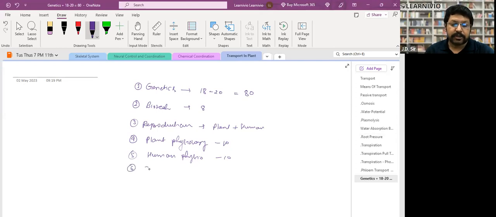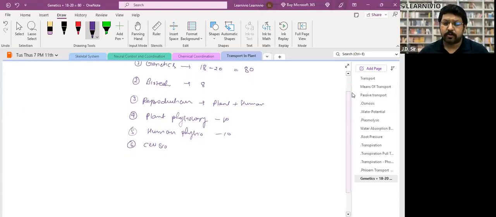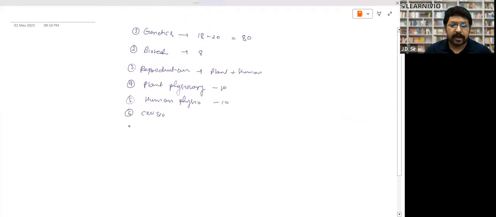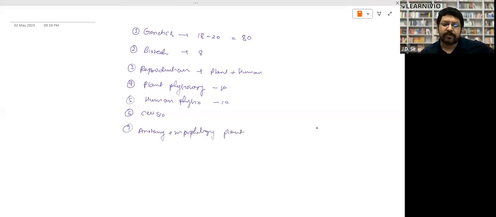Sixth number comes to cell biology. Cell biology contains cell cycle and cell structure both. Biomolecules, hardly you will get one question, so it is not that important. Then seventh is the anatomy part, anatomy plus morphology of plant. Then comes the rest of the chapters. So this is the sequence of the weightage, and that's how the weightage has been decided.